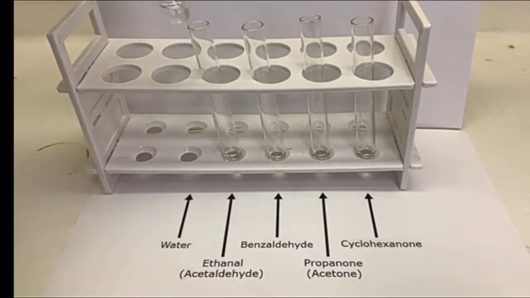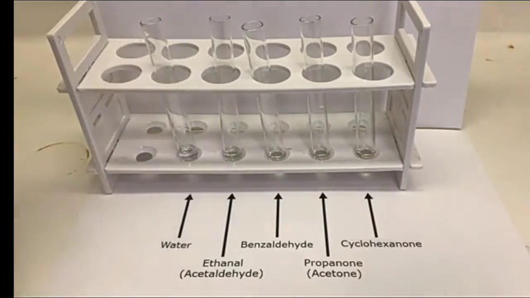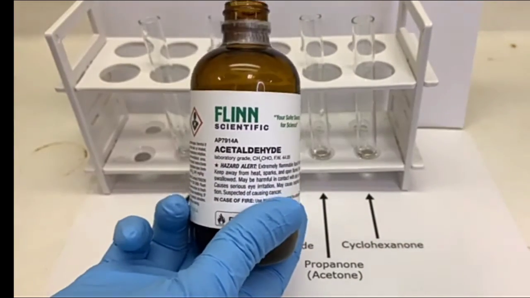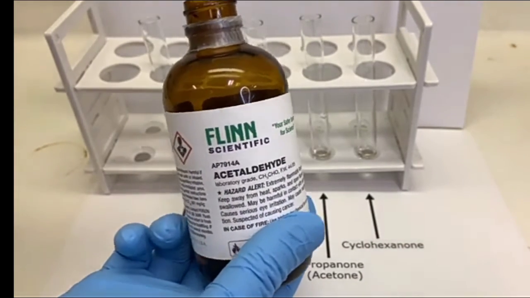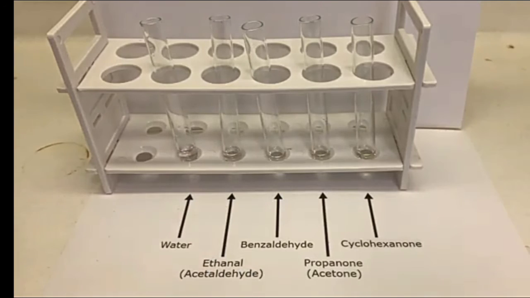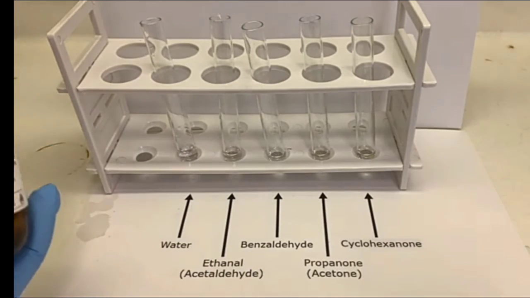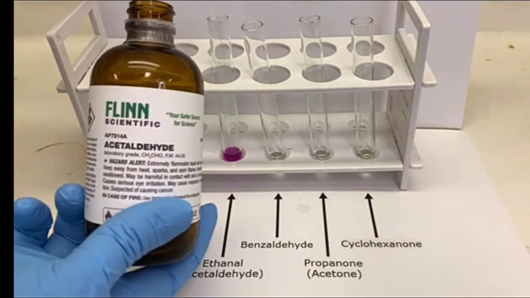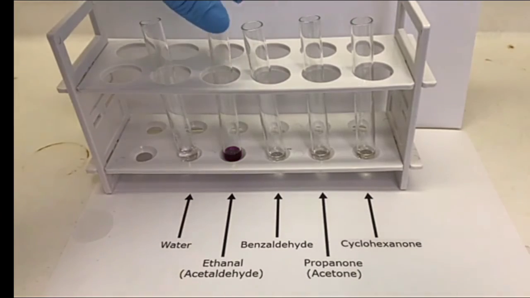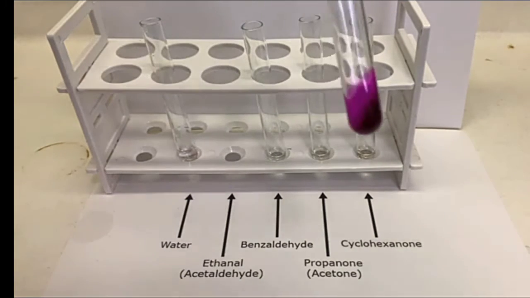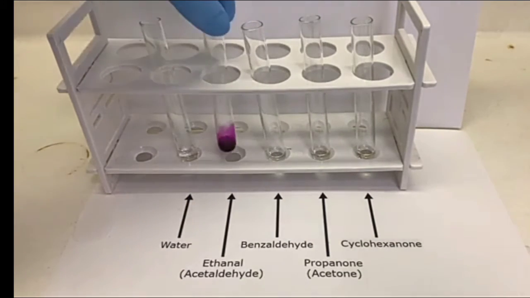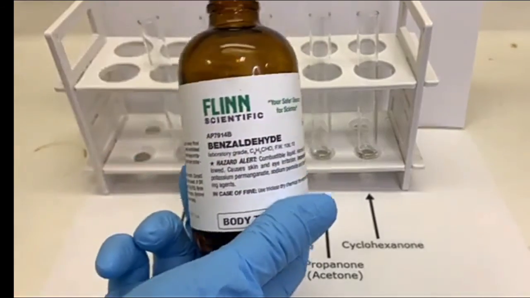So we first are testing out water, which is our negative control. We know water doesn't contain the aldehyde functional group. We'll test out acetaldehyde or ethanal, benzaldehyde, propanone or acetone, and cyclohexanone. We'll give each one just a little shake so you can make some observations. We're looking for that dark purple or magenta color to indicate a positive test.